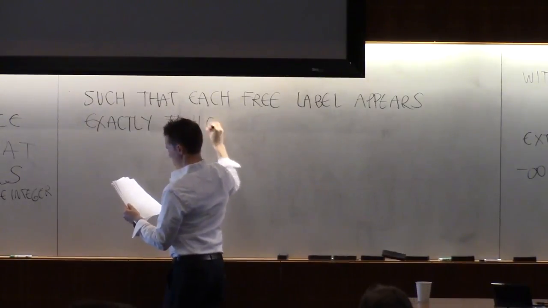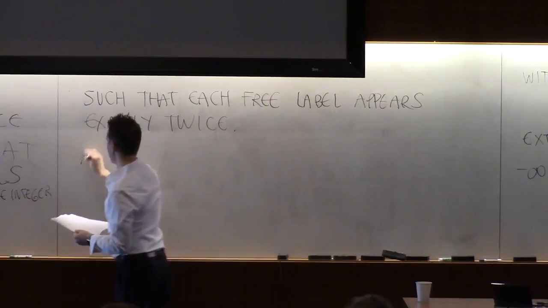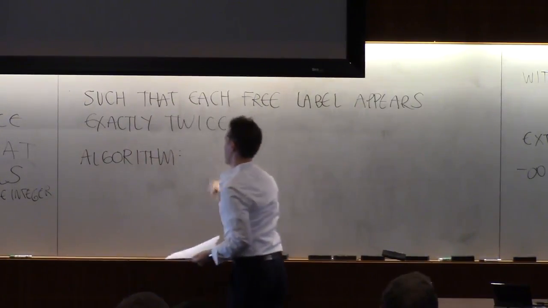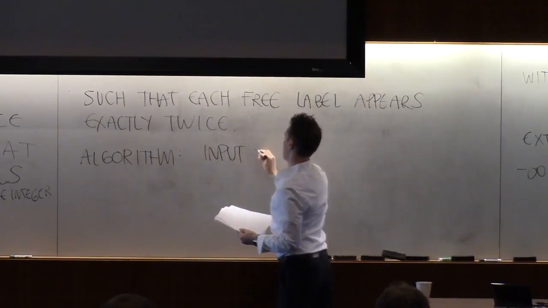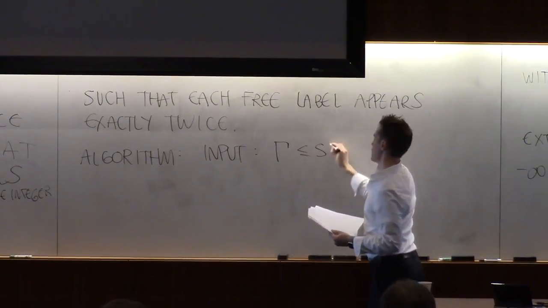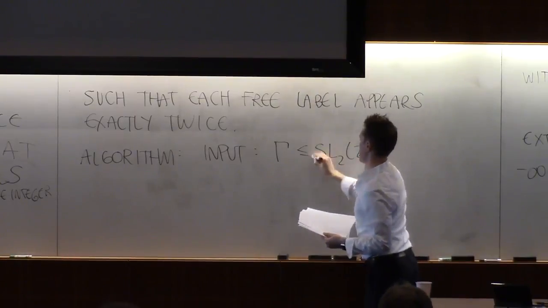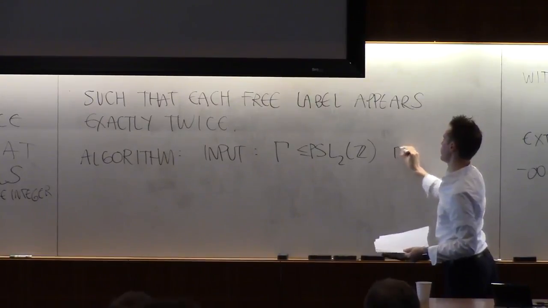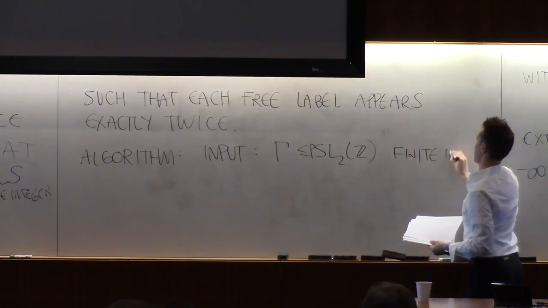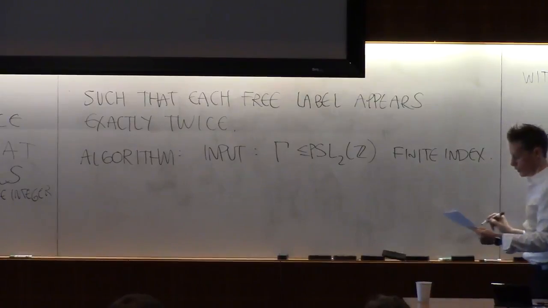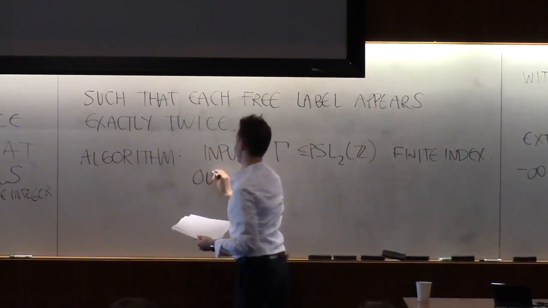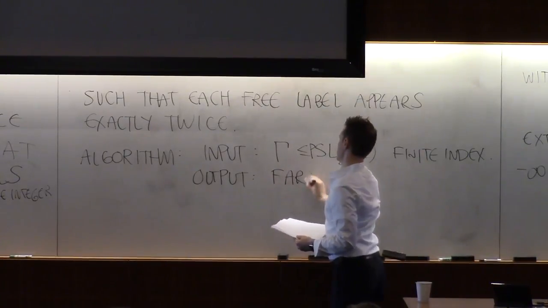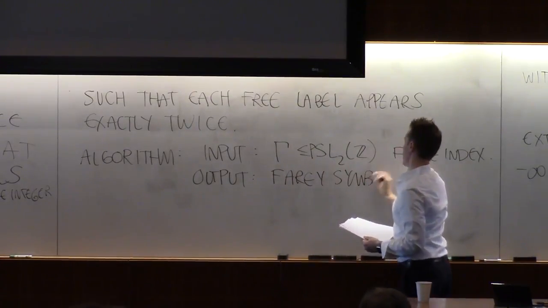If you guys are still with me, the thing I want to end with is that there exists an algorithm that takes as input one of our groups gamma. It doesn't need to be congruence. We will focus on the congruence case, but I just need this to be finite index. It takes that as input, and it produces as output a certain kind of Farey symbol for gamma.